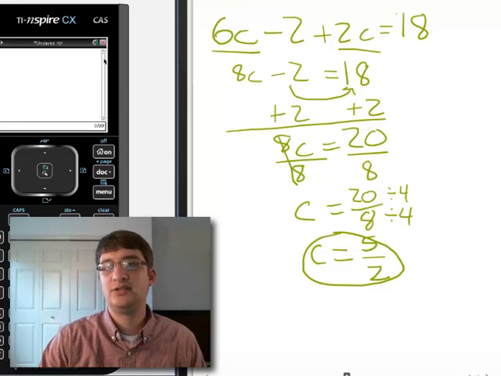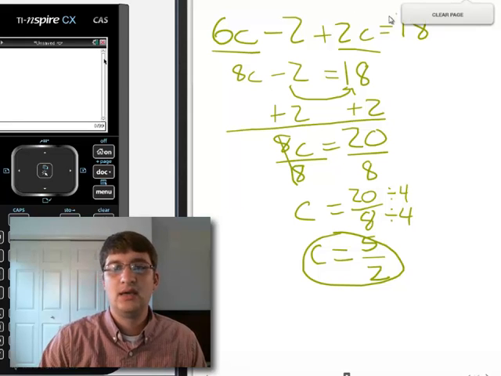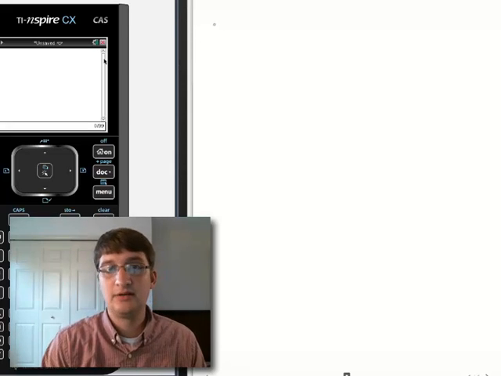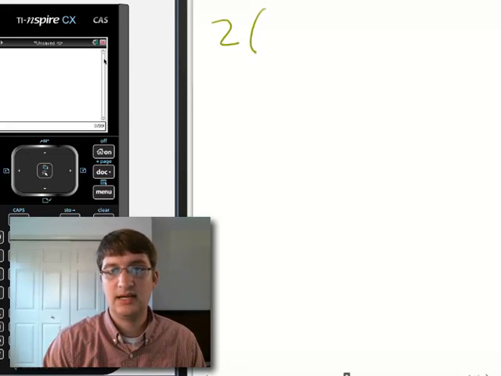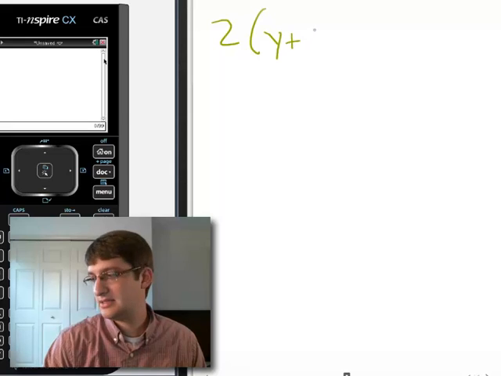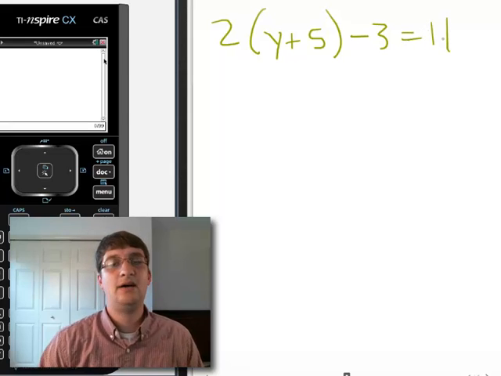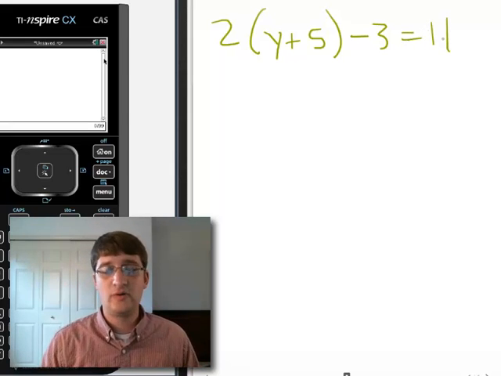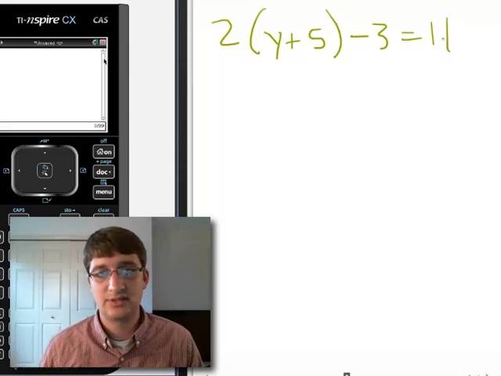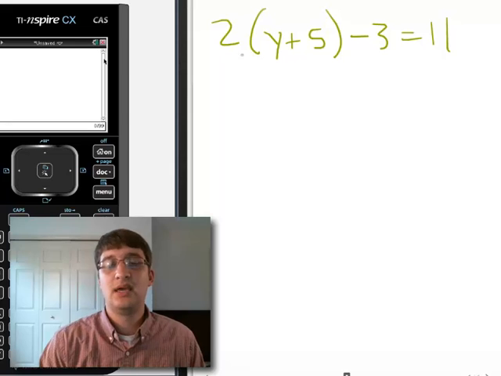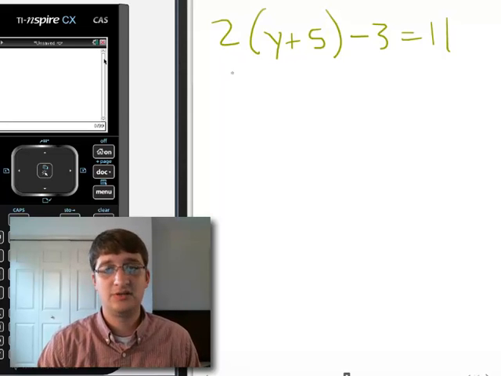Let's move on to the next example. The next example that we are going to be doing, I'm going to up the ante a little bit. I've got 2 times the quantity y plus 5, minus 3, equals 11. Now, same thing as before. I want to simplify both sides of the equal sign before I start moving things onto the other side of the equal sign. So, now there are parentheses, so I'm going to use the distributive property.